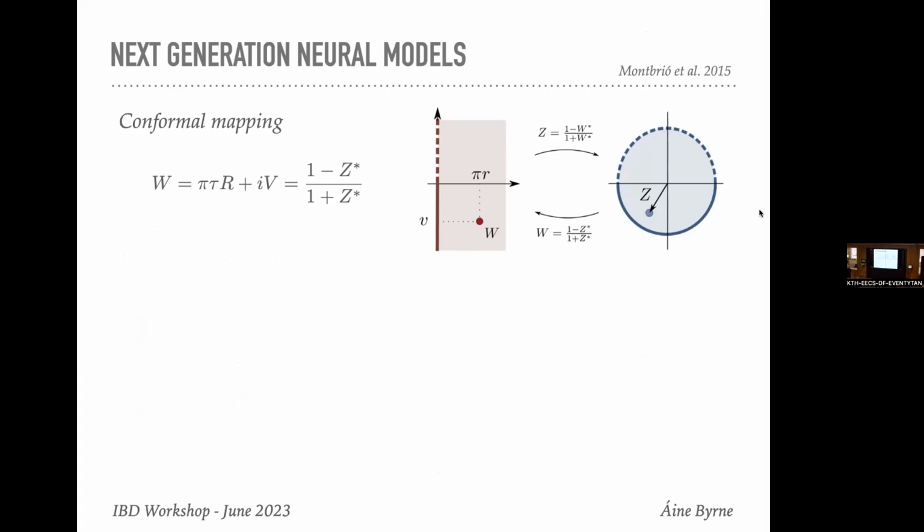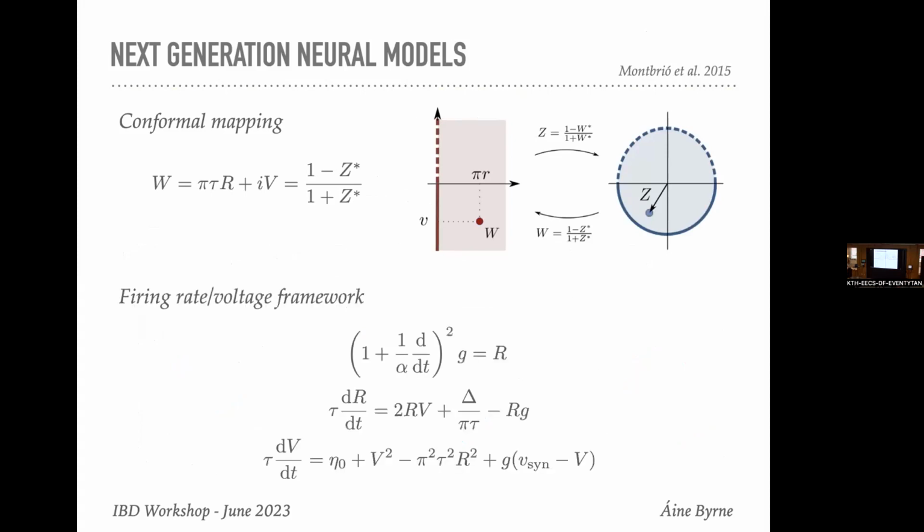So this is work by Montbrió and Pazó. If you're familiar with their mean field model, they're equivalent. There's just this mapping that tells us how you still get your conductance equation, just second order, and then you've got an equation that tells you how the firing rate evolves with time, and then an equation that tells you how the voltage evolves with time. So they're the same model, just posed in a different way.